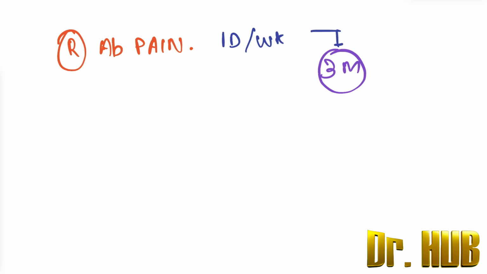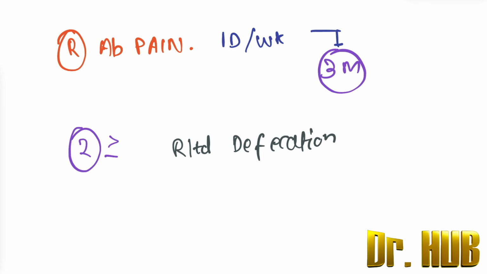It must be associated with 2 or more of the following criteria, so greater than or equal to 2. So what are the criteria? That is related to defecation. So under defecation, there can be improvement as well as worsening, so increase or decrease. Next one will be the association with a change in stool frequency.